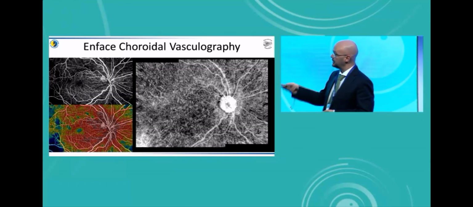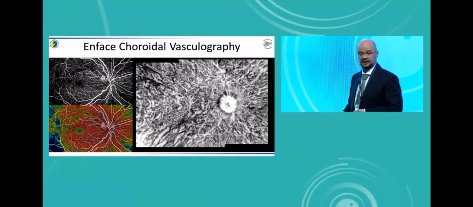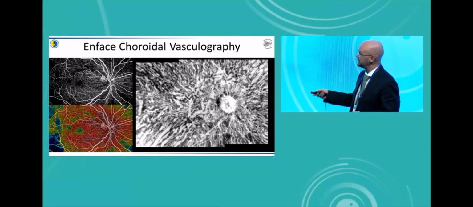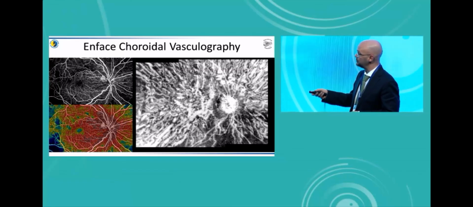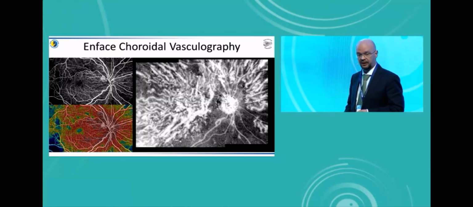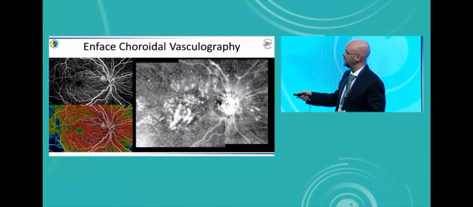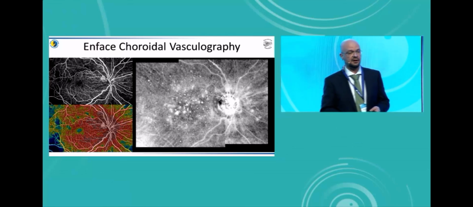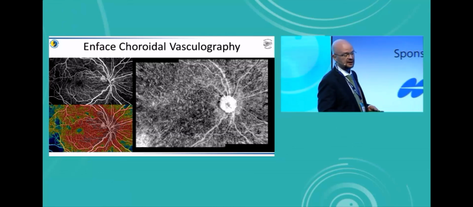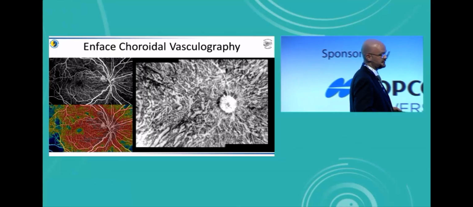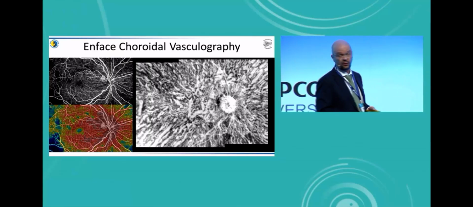So I took this proliferative diabetic retinopathy, and I did a fly-through that goes through the entire scan one by one, and you can see that this is truly able to visualize the choroidal structures in a way that we weren't able to before.